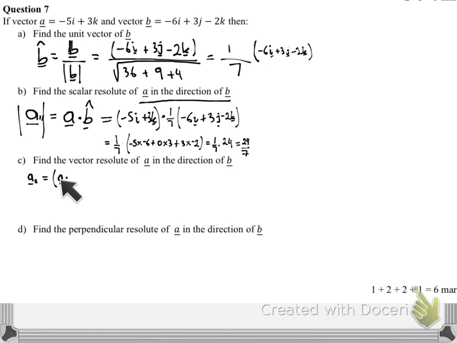Alright, find the vector resolute of A in the direction of B. So there it is, vector resolute, the whole lot. This time it's multiplied by the direction to make it a vector. So we've worked out the bracket. There's the first bit. So you just need to use that now and then multiply by the dot product. Sorry, multiply by the unit vector.